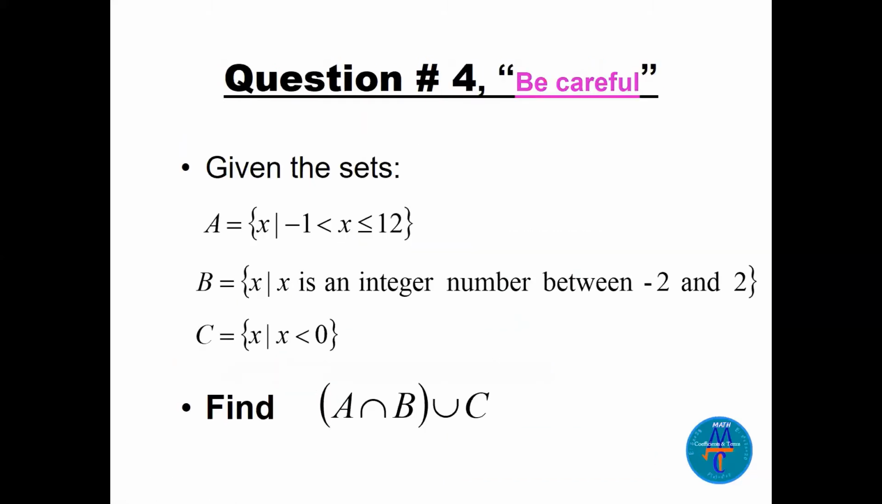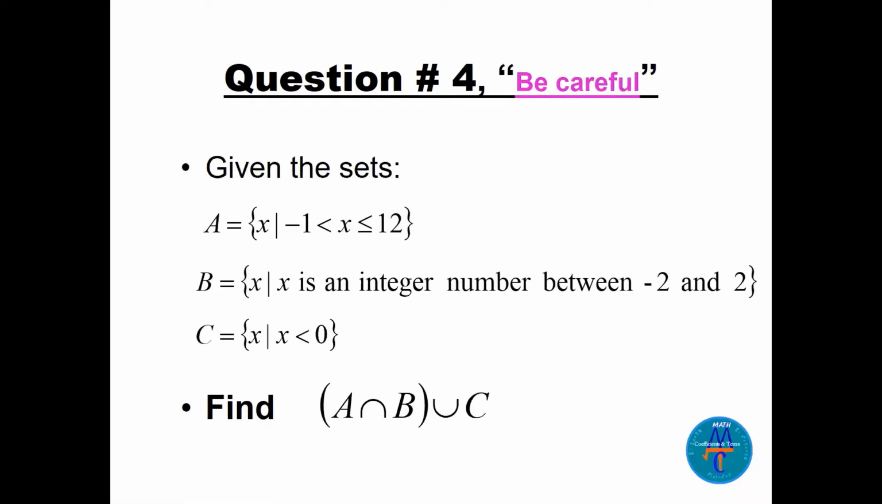Question 4, let's see, this is a more difficult question. Given these sets A, B, and C, find A intersection B, all union C. Now, there is a little trick in this question. Let's go to A. X greater than -1 and less than or equal to 12. So you see, there is no condition on the X, so X is any real number. B, X is an integer number between -2 and 2. It's an integer number, so that's a condition here. C, all the numbers X less than 0, the negative numbers.